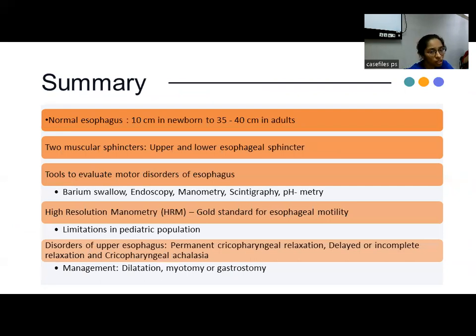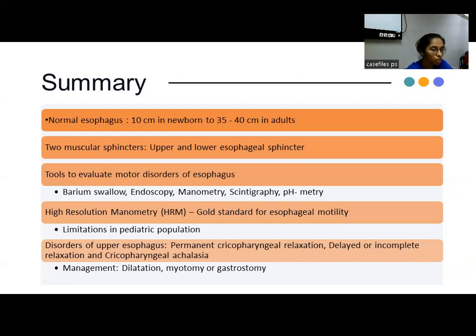Coming to summarize the class. As we saw, the length of the normal esophagus ranges from 10 centimeters in the newborn to 35 to 40 centimeters in adults, and it has two muscular sphincters, the upper and the lower esophageal sphincter. Some of the tools which can be employed to evaluate motor disorders in the esophagus include barium swallow, endoscopy, manometry, scintigraphy, pH metry, and also high resolution manometry. High resolution manometry is the gold standard to assess esophageal motility disorders. However, it has limitations in pediatric populations.